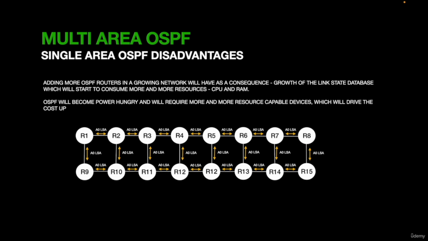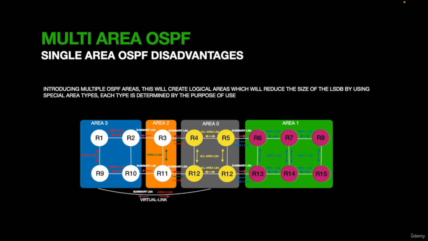At this point, the OSPF will become power hungry, and it will require more and more resource-capable devices, which will drive the cost up. You'll have to buy more expensive routers. So, OSPF multi-area was introduced. This will create multiple areas, which will reduce the size of the link state database by using regular areas or special area types, and each area can have its own purpose and its own functionality.